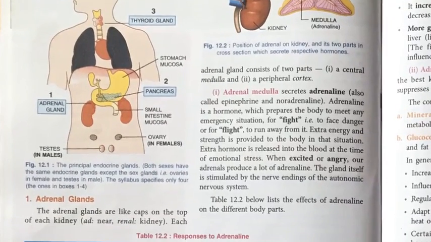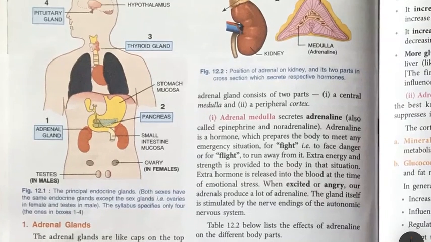So this diagram is important, children. Please remember, this diagram will come to you in your question paper, the location. Okay, so pituitary, thyroid, adrenal, pancreas, stomach, small intestine, hypothalamus, testes in males and ovaries in females. So this is the location of the endocrine glands in the body. Both the sexes, males and females, have the same endocrine glands, except of course the sex glands, the ovary in females and testes in males.